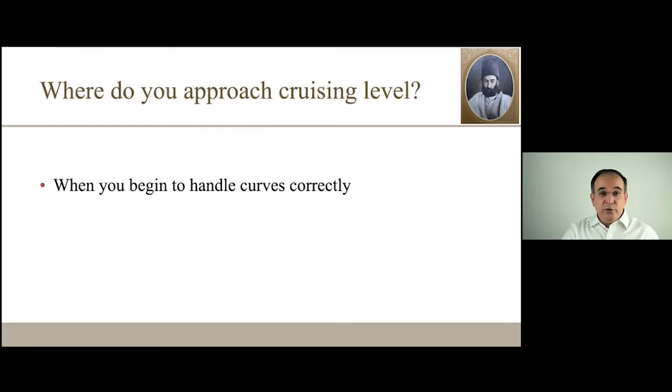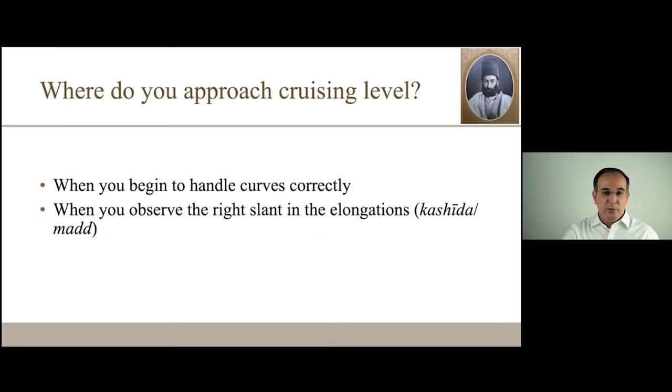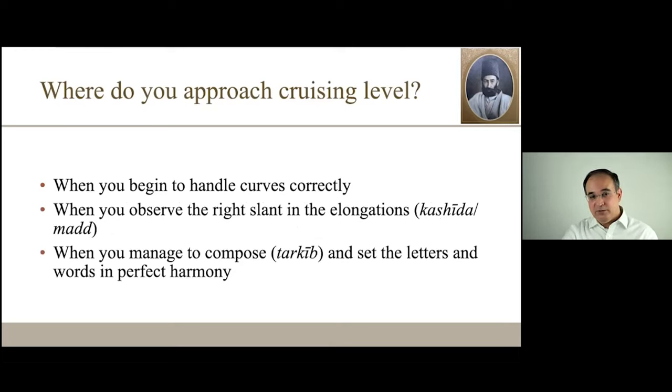So where do you approach the cruising level? When you handle these curves correctly, you begin to really be on top of those. So when you observe the right slant in the elongations, in the kashidas or in the mats, when you manage to compose, this is called tarkib, to compose and set the letters and words in a peaceful and perfect harmony with the right proportions, then it means that you are arriving at the cruising level of doing calligraphy.